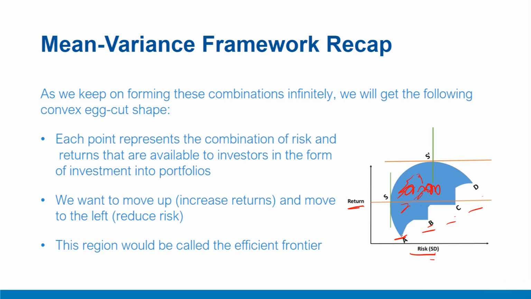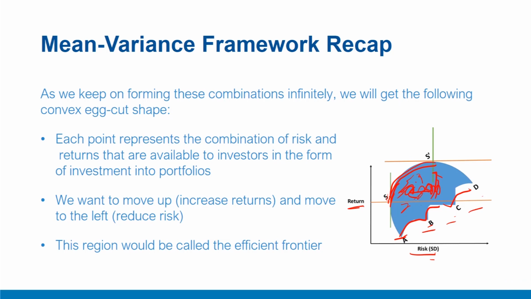This feasible region is represented by this Eckert kind of shape, and each point here represents a combination of risk and return that is available to investors in the form of portfolios. Now, how do we improve our position in this feasible region? We can either go up or we can move left. As we keep on doing that, we reach a particular surface, the surface of this Eckert region.